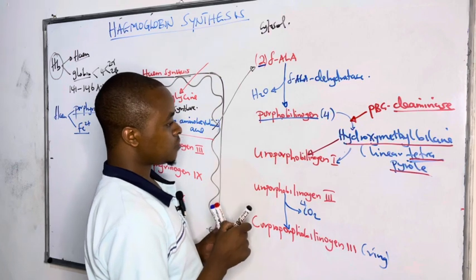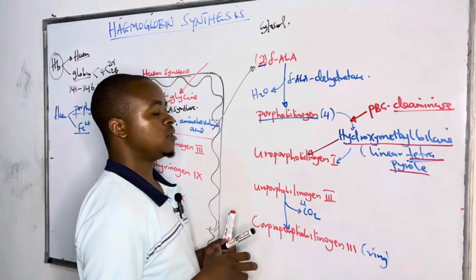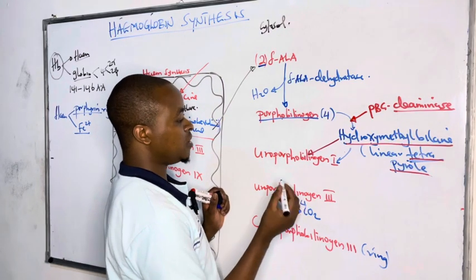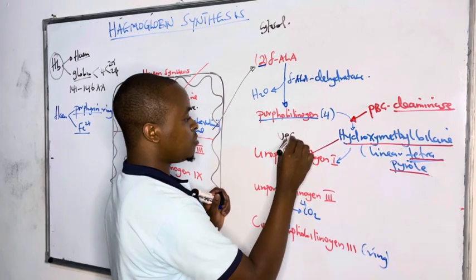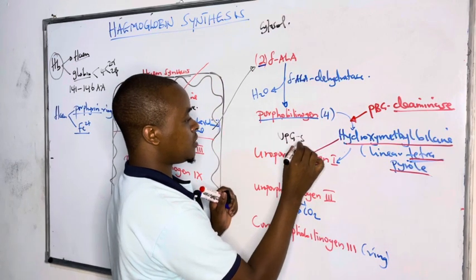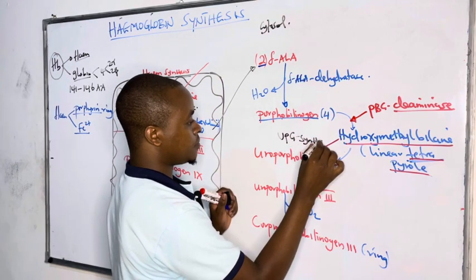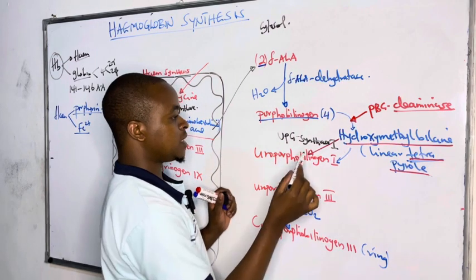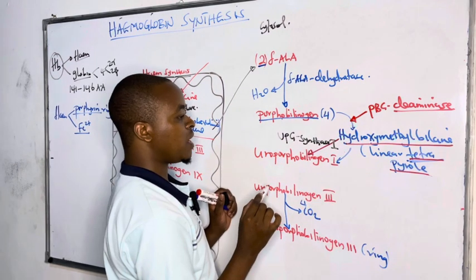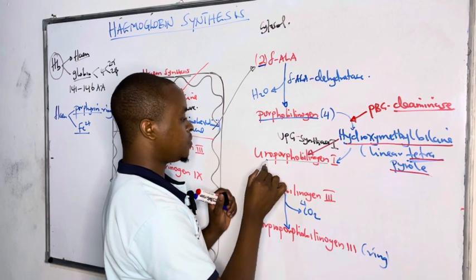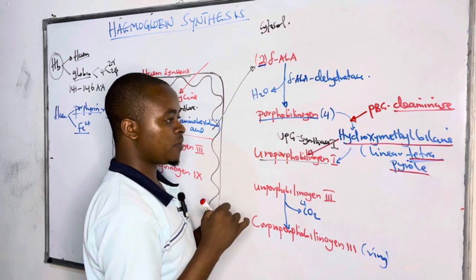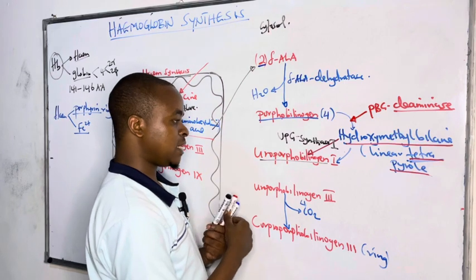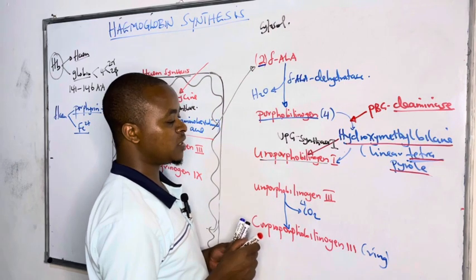as a synthase, and the synthases are named according to the substrate they are forming. So it is uroporphyrinogen synthase type 1, which catalyzes the conversion of hydroxymethylbilane to form uroporphyrinogen type 1. This uroporphyrinogen type 1 is still a linear structure, it hasn't formed a ring.